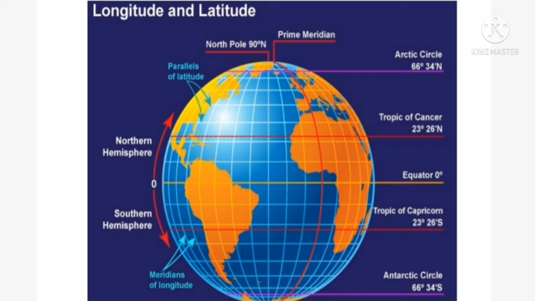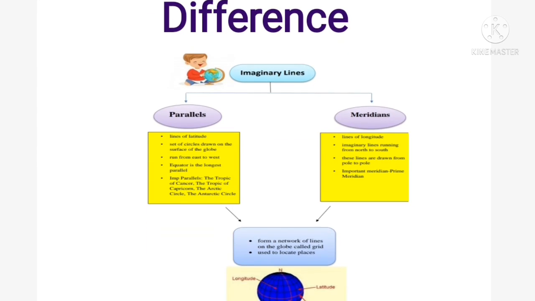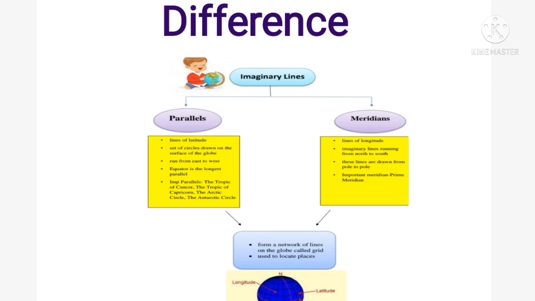After that, what are we going to see now? We are going to see the difference between the parallels and meridians. We will compare them, and after comparing we will come to know that they are imaginary lines drawn on a map or a globe to locate a place. With this, we can locate a place on a globe or a map.